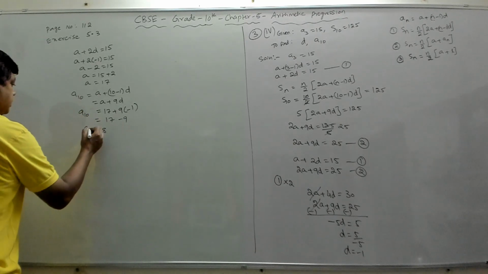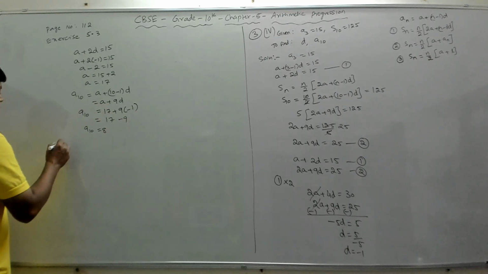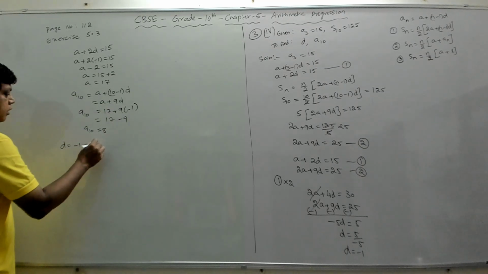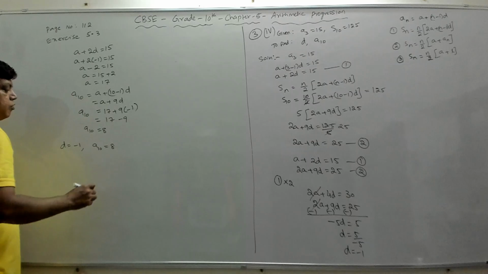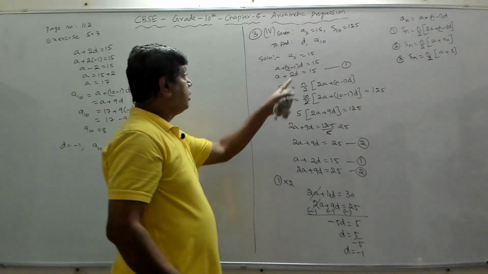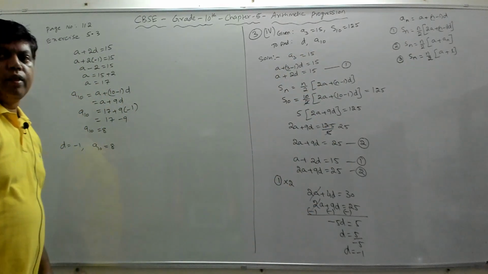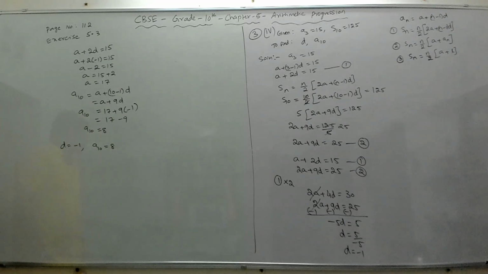Your A10 is 8. So your answer is what? The answer is D equals minus 1, and A10 is equal to 8. So we have found both A10 and D. Fine. So all of you can pause the video and take the notes.